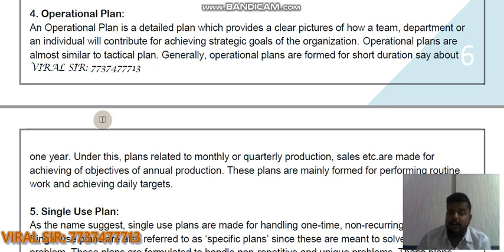Under this, plans related to monthly or quarterly production, sales, etc. are made for achieving objectives or annual production. These plans are mainly formed for performing routine work and achieving daily targets.